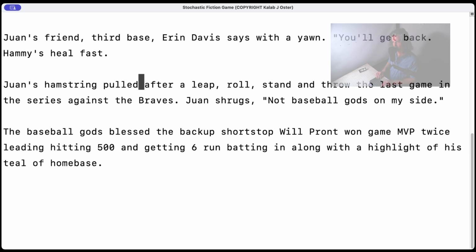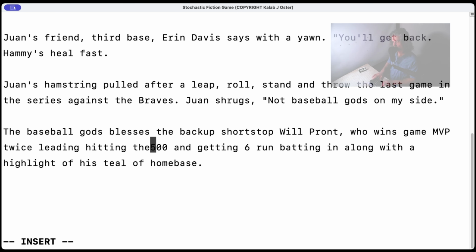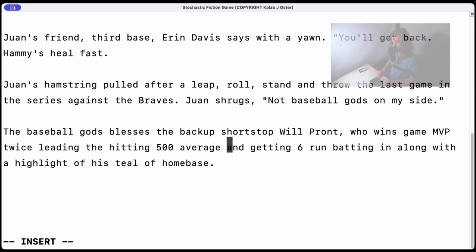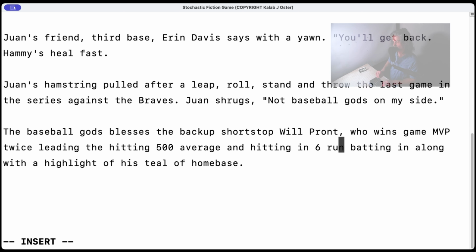Let's go present tense. Blessed is the backup shortstop, Will Pront, who wins game MVP twice, leading the hitting with a 500 average, and getting 6 runs batted in. Along with a highlight of a steal of home base.